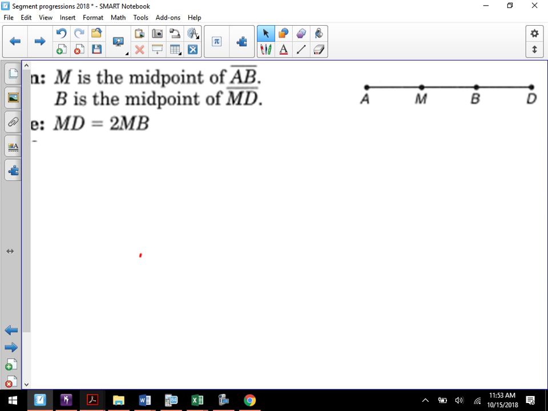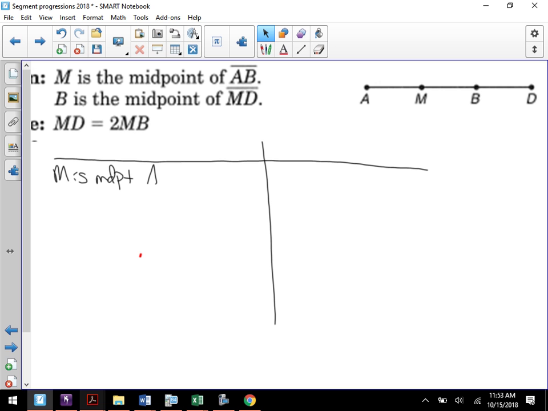Okay. So according to your progression sheet, what is the first thing you would do after you know that you have a midpoint? If M's the midpoint of AB, what does your progression sheet tell you that you should do next? State the equal segments, okay? So if I'm looking at my diagram, if M's the midpoint of AB, then that means that AM and MB are the same. So I write it down.